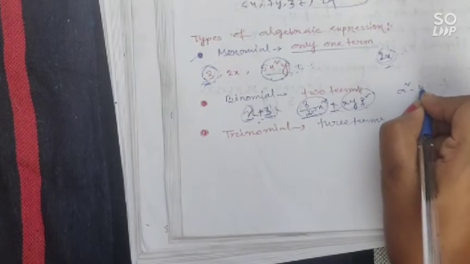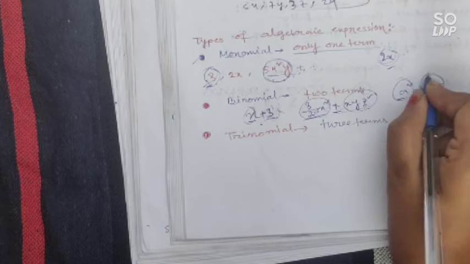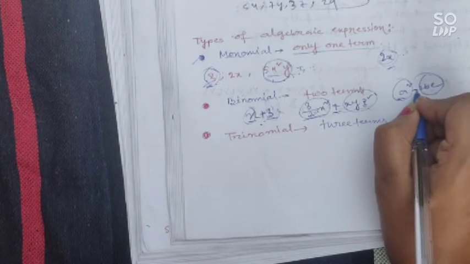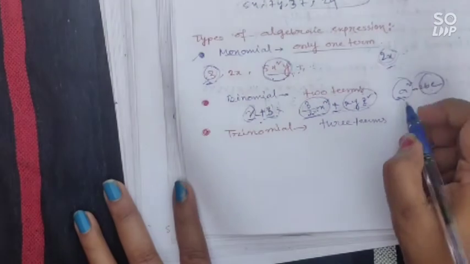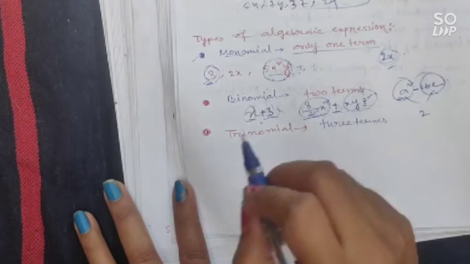A square minus 2bc. In this case, this is the first term, this is the second term. So these two parts are separated by this sign minus, and you know that the parts separated by the sign plus or minus are called the terms of an algebraic expression. So the number of terms of this expression is 2. So this is a binomial.